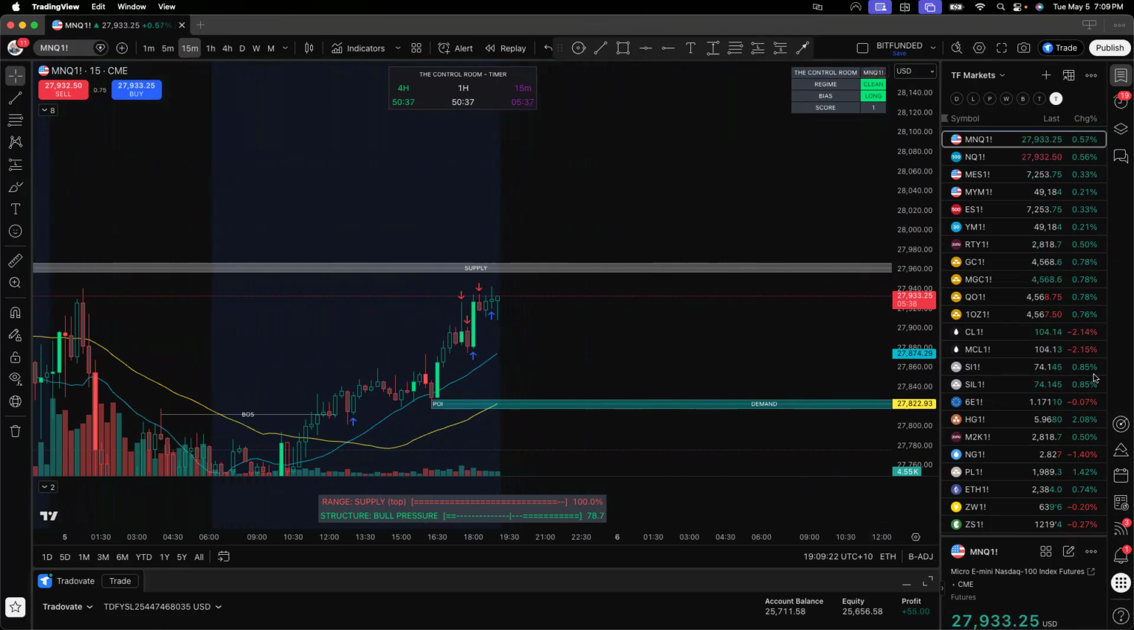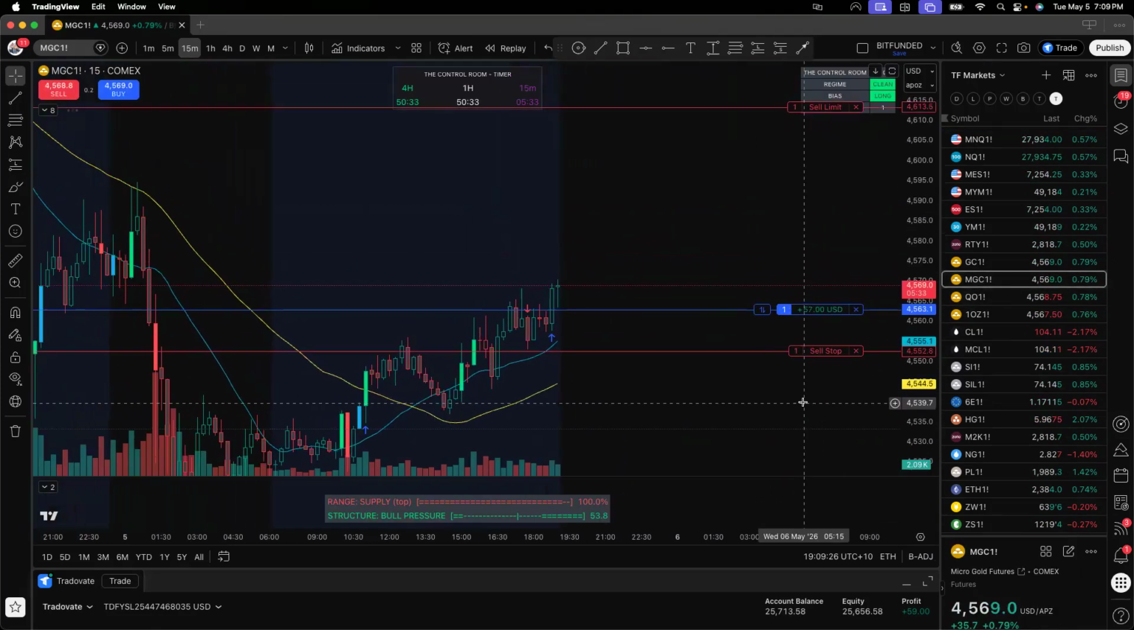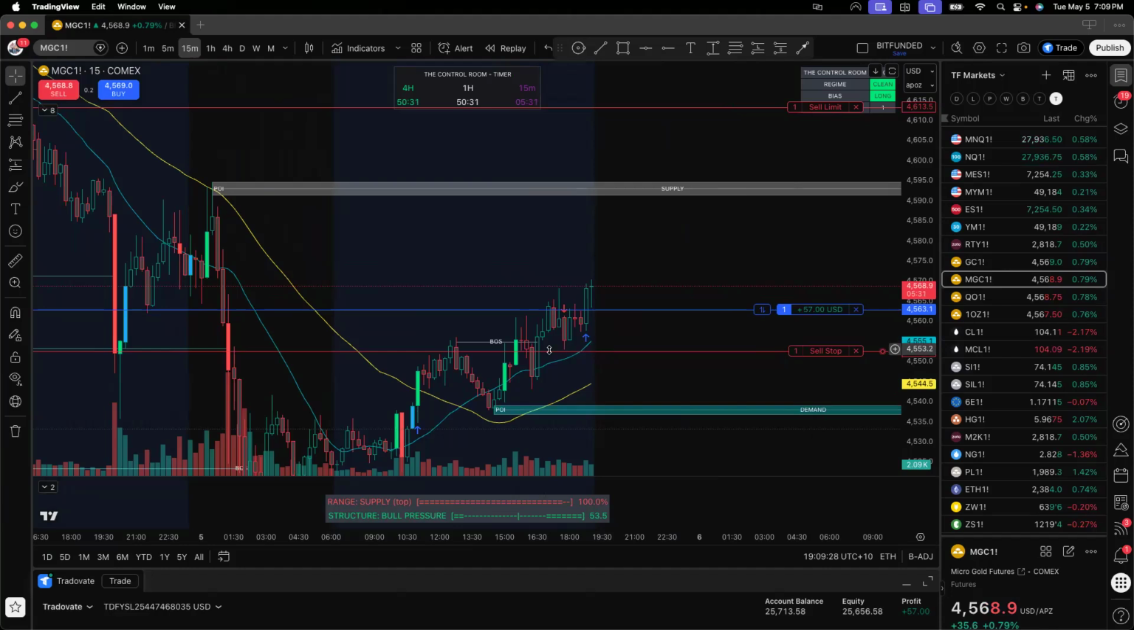I'm considering taking a long there. I'm in a gold long at the moment, again, structurally. I entered here earlier and took profit here. I don't know why.